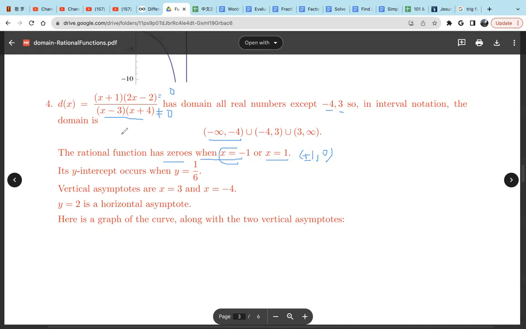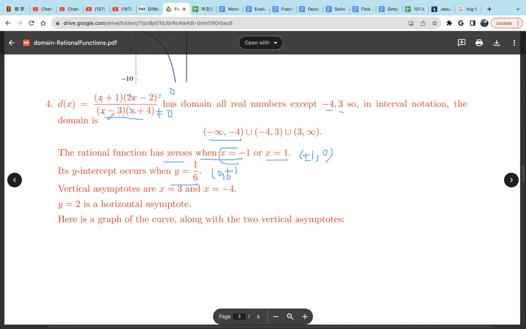What about the y-intercept? Y-intercept means x equals 0. So this is gone, this is gone, this is gone, this is gone. Well, 1 times -2, which is -2 in the numerator. -3 times 4 is -12. -2 divided by -12 is 1/6. The x value will be 0. So the y-intercept is (0, 1/6). X value is 0, and y value is 1/6.